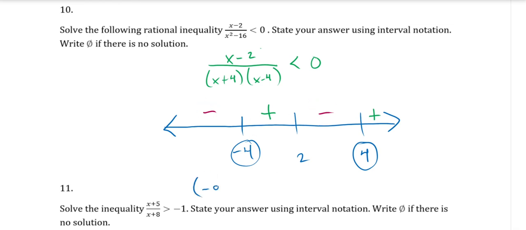So we write from negative infinity up to minus 4, excluding it, together with positive 2 up to positive 4, and we exclude both these because this is a strict inequality, right? We're not going to want to include any endpoint when we deal with strict inequality.